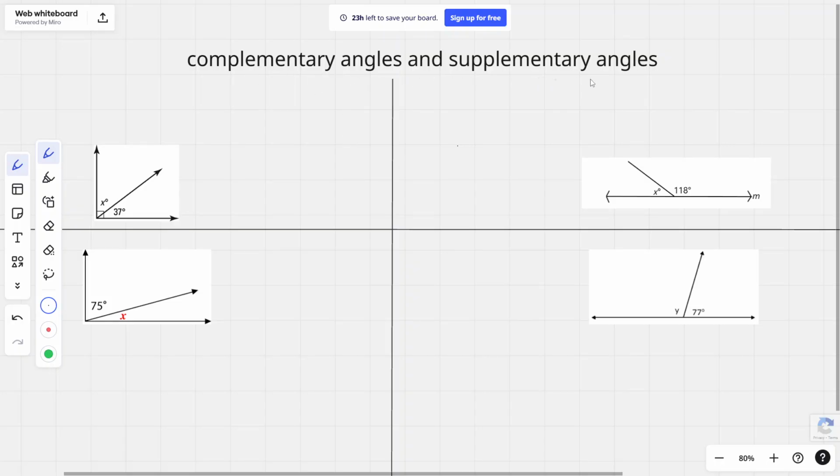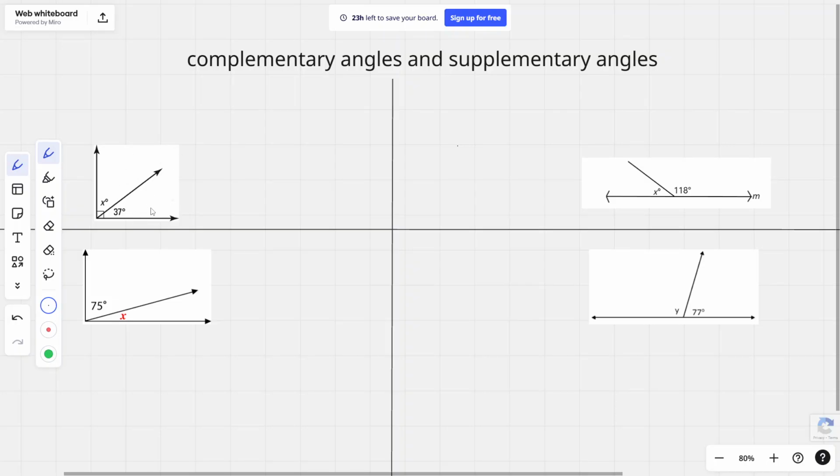Complementary angles and supplementary angles are basically rules that you can follow that help you find unknown angles and values inside of these types of diagrams. We have supplementary on the right and complementary on the left.